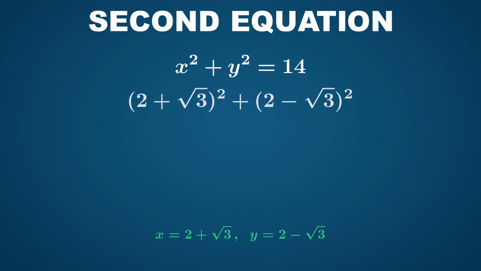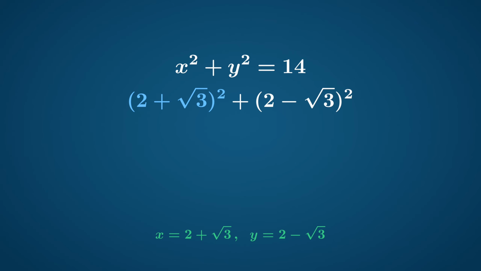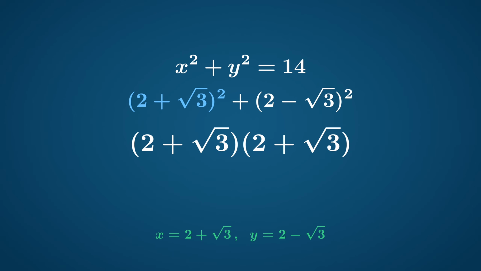Next, we test this same first solution pair against the second original equation, which is x squared plus y squared equals 14. We substitute our values to create the equation, the quantity 2 plus the square root of 3 squared, plus the quantity 2 minus the square root of 3 squared. We must calculate the square of the first binomial. We multiply 2 plus the square root of 3 by 2 plus the square root of 3.